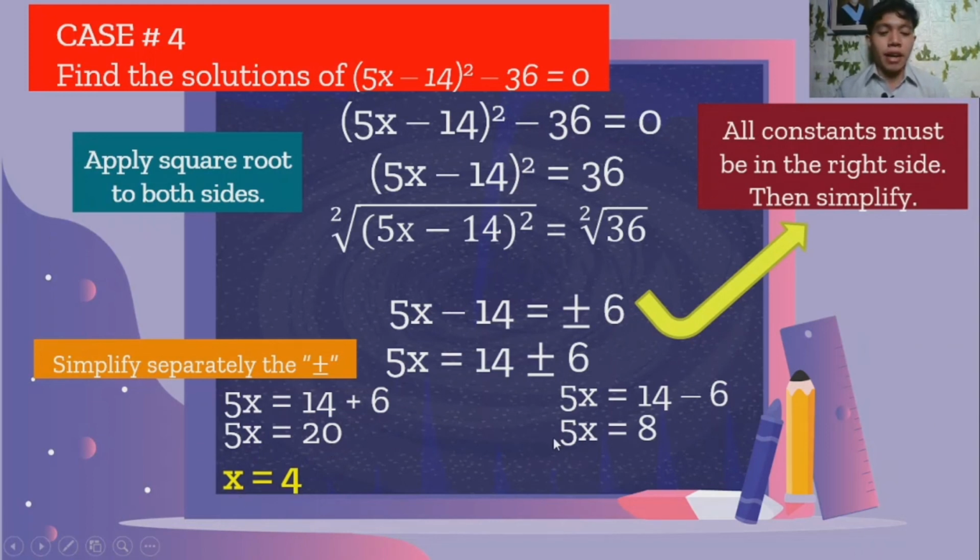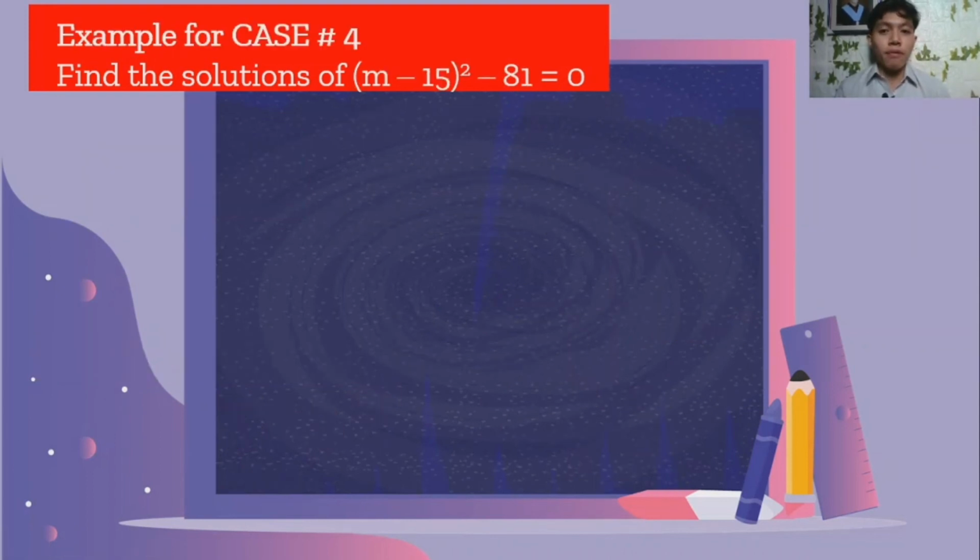And then, dito naman tayo. 5x is equal to 8. 5x divided by 5, x na lang siya. 8 divided by 5, pwede mo na siya gawing 8 over 5. Okay? So, x is equal to 8 over 5. So, the two solutions of this given are x is equal to 4 and x is equal to 8 over 5.